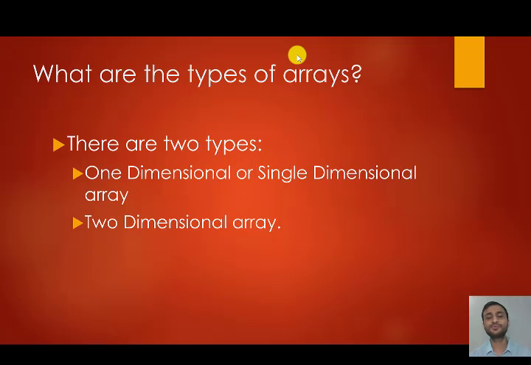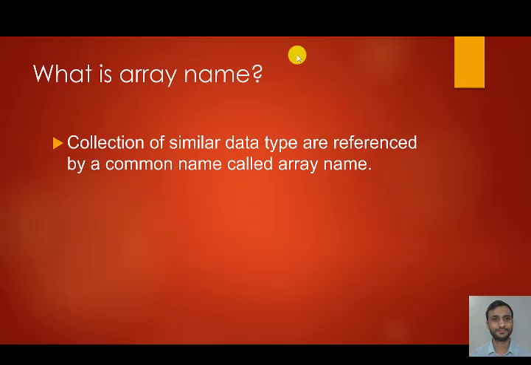So what are the types of arrays? In Java there are two types of arrays: one dimensional array, also known as single dimensional array, and two dimensional arrays. In our syllabus we have both. First we will be studying about one dimensional arrays, and after that we will move to two dimensional arrays.